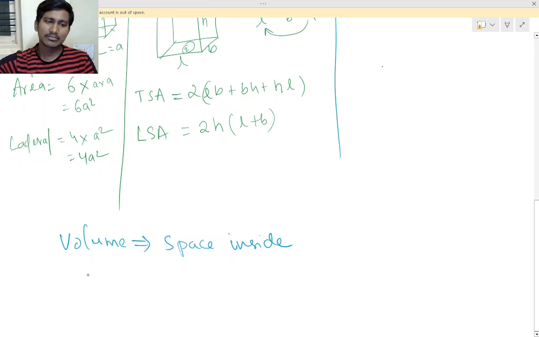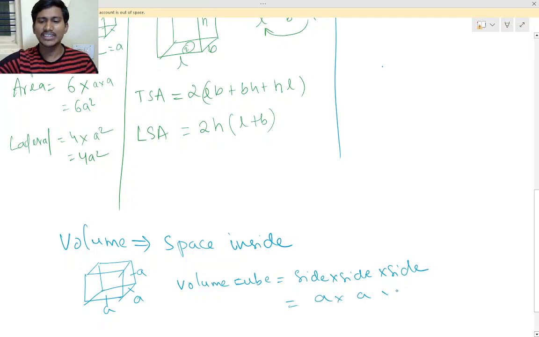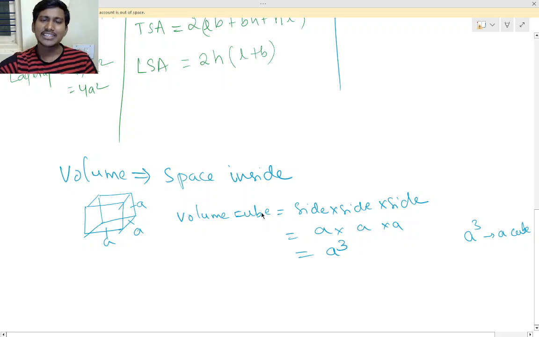So if you take this box, how much space will be inside? We just have to multiply all the sides. That is a and a, right? So that is volume of cube. How do you find volume of cube? Side into side into side, 3 times we have to multiply. So a into a 3 times means a power 3. We say it as a cube, because we are multiplying 3 times. This is for cube. Now what about volume of cuboid?